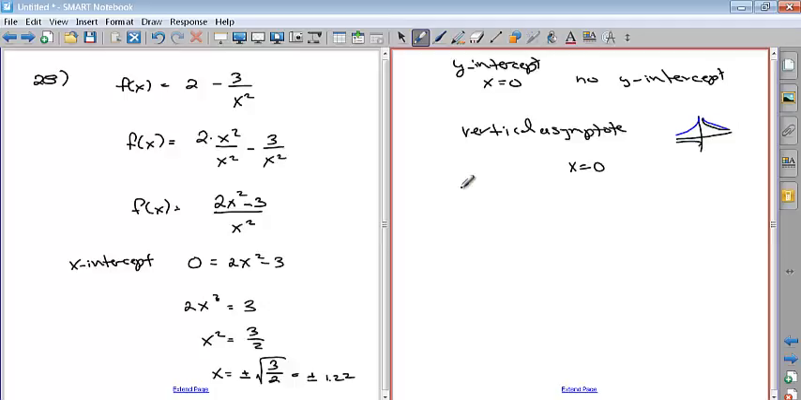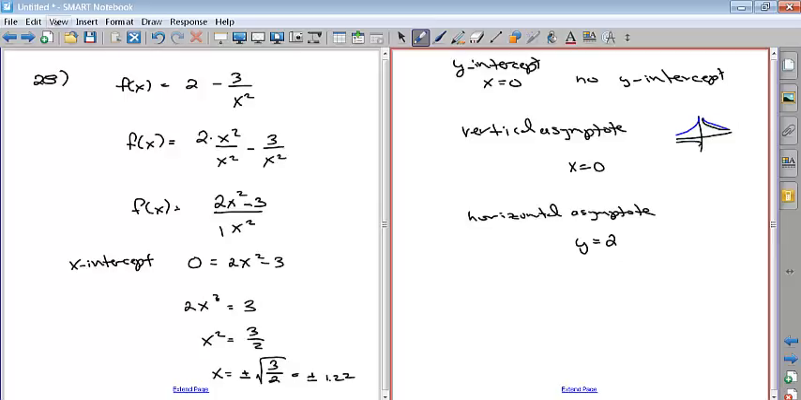Okay, what else can we do here? Horizontal asymptote. That's where you look at the highest order term, which is x squared. They're equal to each other, they're both x squared. So you take the ratio of leading coefficients, and the result is the y value for the horizontal asymptote. So you get y equals 2. Okay, so we have two x-intercepts and a horizontal asymptote.